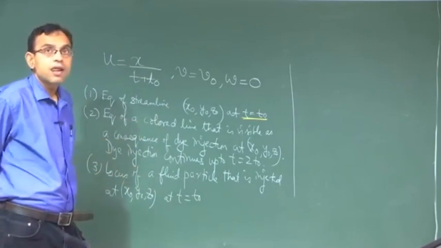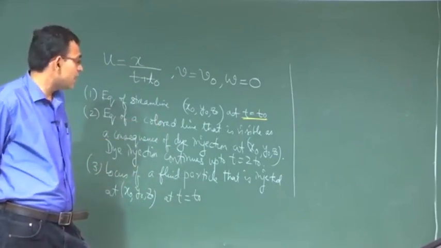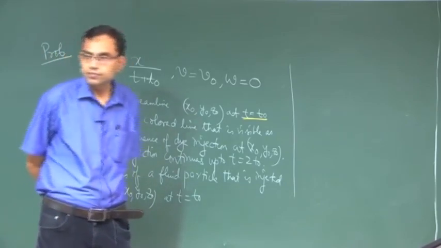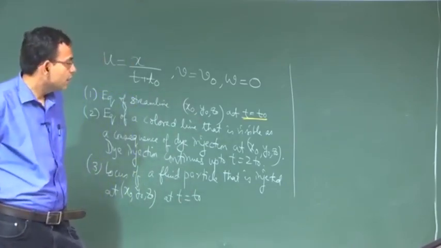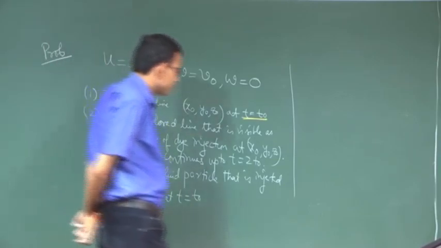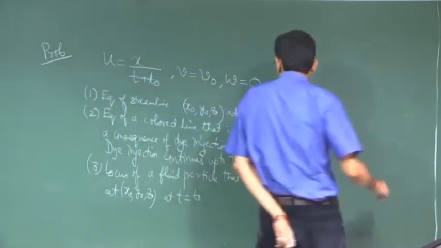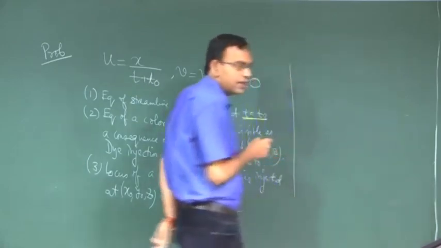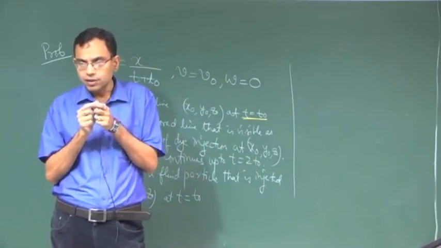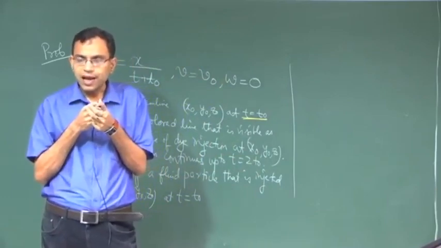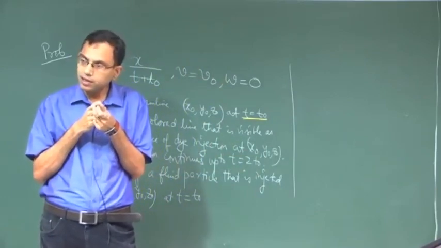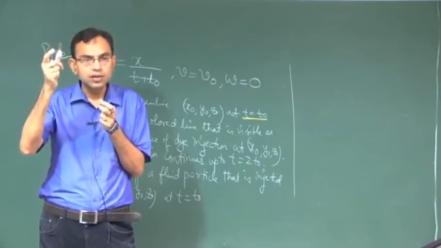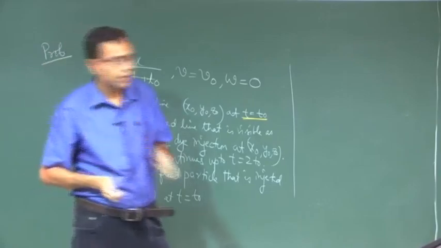Second is the equation of a colored line that is visible as a consequence of dye injection. So that is, what is the equation of a streak line? In the streak line concept, what you are actually finding is the locus of a particle, but not a single particle, the locus of different particles which have passed through a common point.